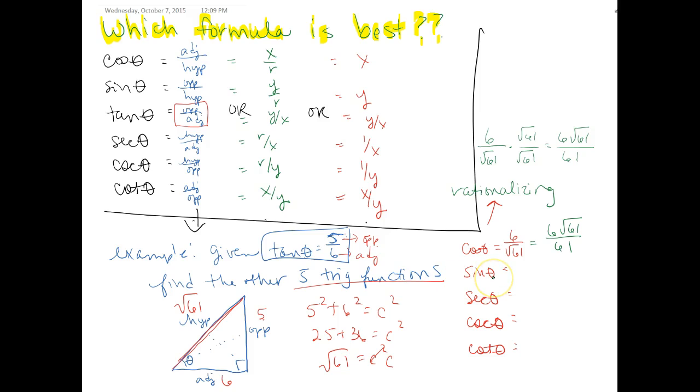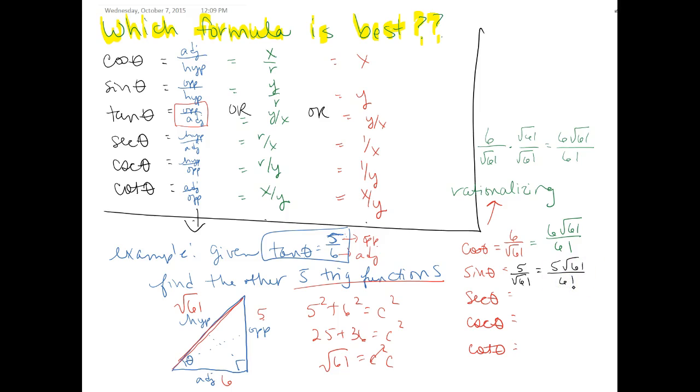Okay, the sine. Now let's go a little quicker on the rest of these. The sine is the opposite over the hypotenuse, so it's 5 over root 61. Following the steps that we did above, that's going to end up turning it into that.